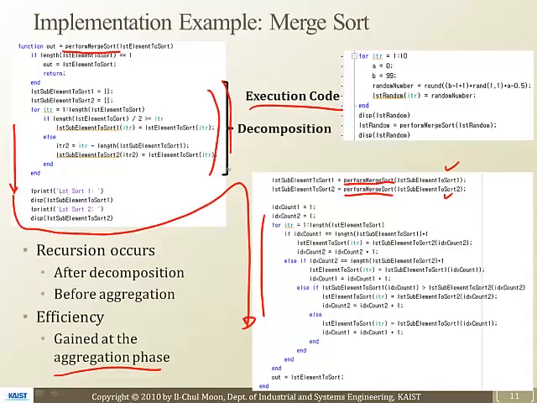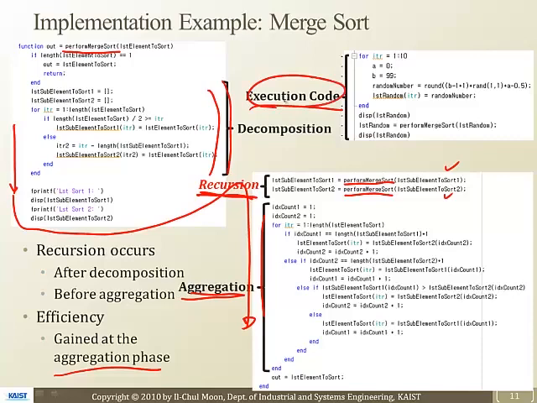So this is the decomposition part, and this is where the recursion happens, and this is where the aggregation happens, and this is the execution code that goes to your MATLAB main console, and these functions go to the MATLAB script editor, right?